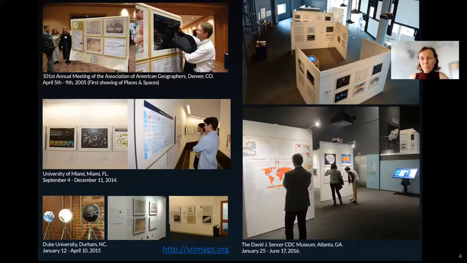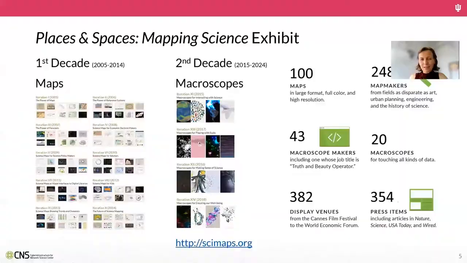And since then it has been going to many places, including also the CDC Museum in Atlanta, Georgia, or Duke University in North Carolina. The first decade of the exhibit was all about maps, static maps, and each year we had many maps submitted and reviewed by an international team of experts, and then the best 10 maps were picked, and so after 10 years we had 100 maps. That's a lot of maps, and there's a lot of information displayed in them. And so there are a number of atlases now which explain these maps in detail, and so you can actually sit down with a book in hand to explore them.